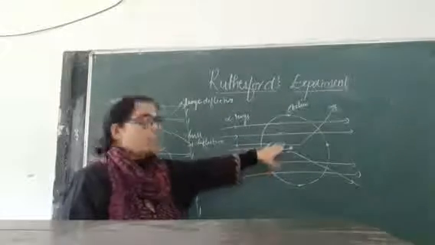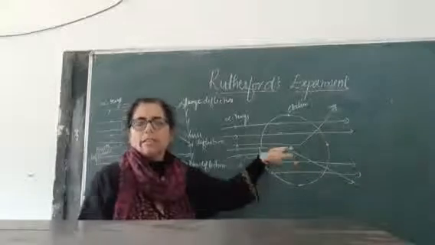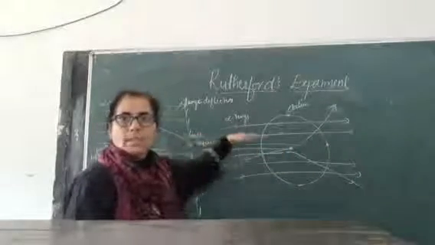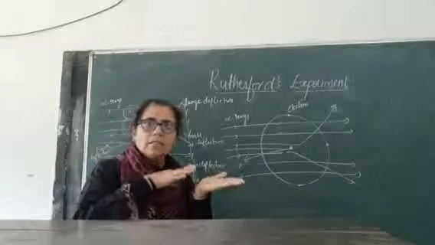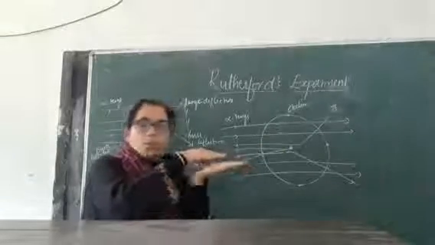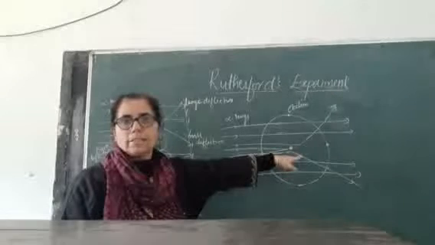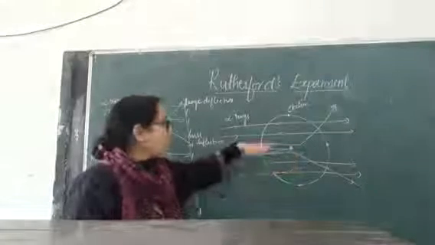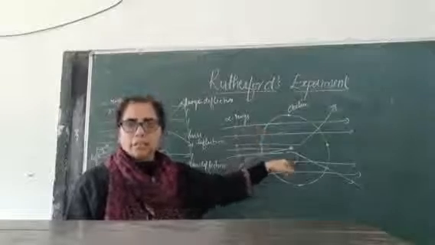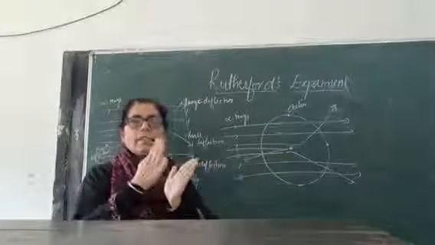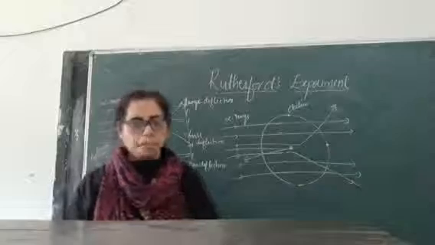Few rays which were deflected to a small angle were deflected because these positive charge alpha rays which were coming were moving very close to this positive charge nucleus, or the proton that is present inside the nucleus. Because both the alpha rays and the nucleus are positively charged, these were deflected due to repulsion. A repulsive force acted on it.